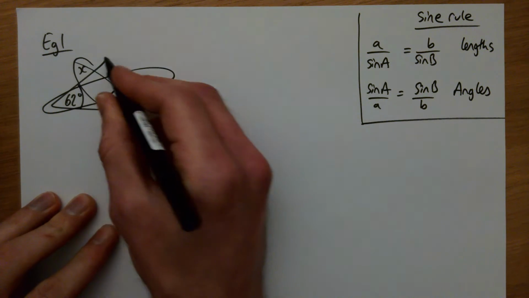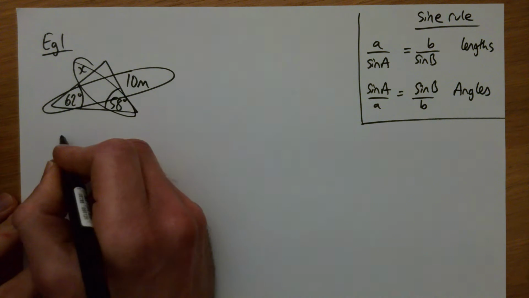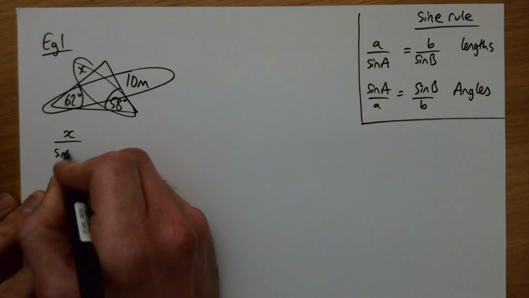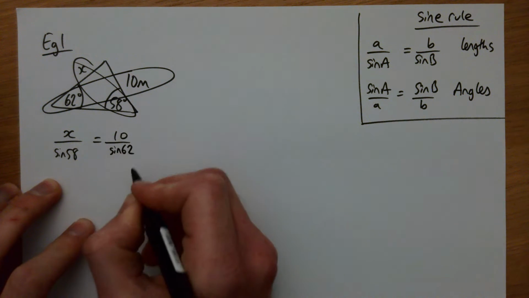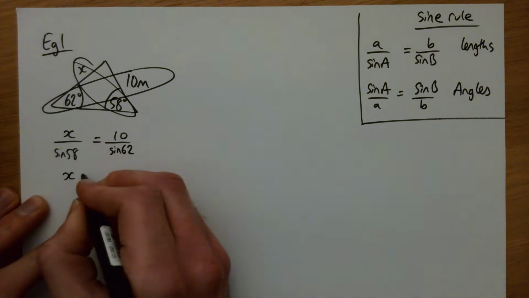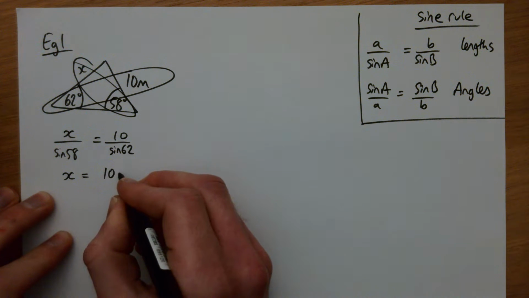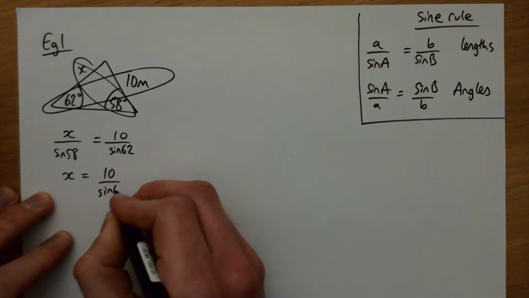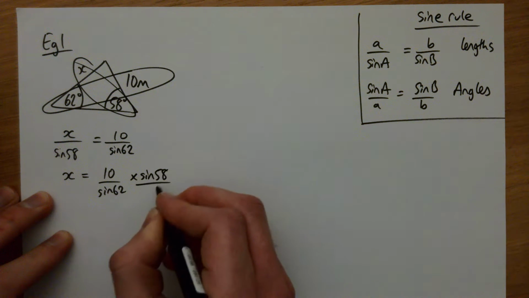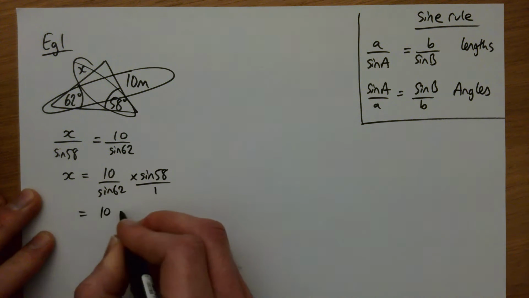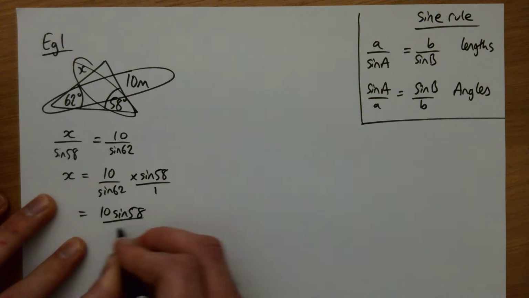So I can rewrite this as x over sine 58 is equal to 10 over sine 62. Multiplying both sides by sine 58, I can write it as 10 over sine 62 multiplied by sine 58. Now that's actually sine 58 over 1, so most of the time we write it like so.